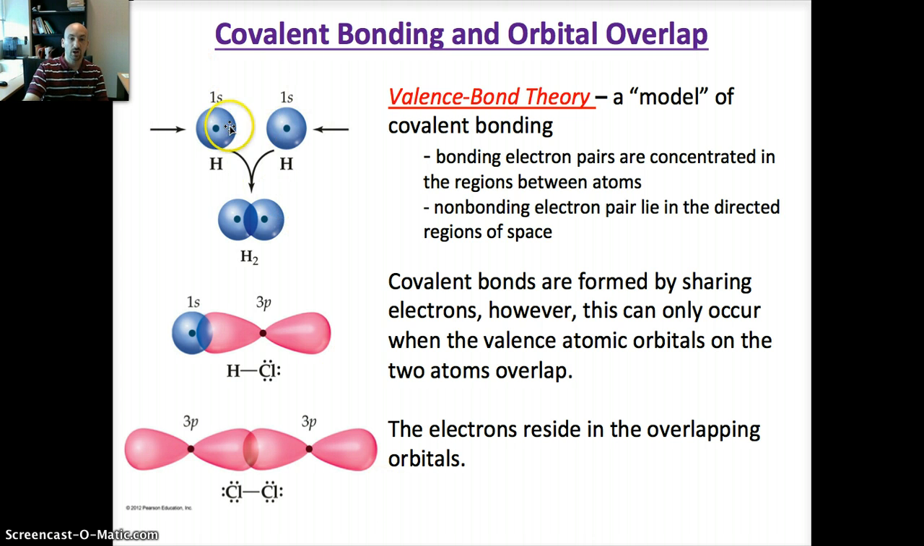So here we can think of two hydrogens that come together, and that overlap is where those electrons are being shared. In a different example, hydrochloric acid, where you have a hydrogen bonded to a chlorine, chlorine has its valence electrons in 3p orbitals, which overlap with the 1s of hydrogen, and that overlap is where those electrons are being shared. If you had Cl2, once again, you'd see those two 3p orbitals overlap, and in the middle is where we have our electron density.